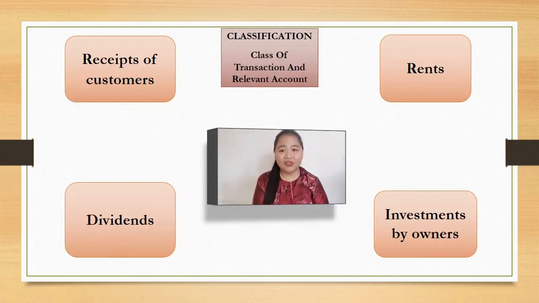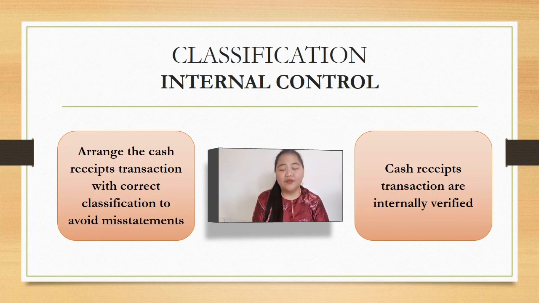There are four classes of transaction and relevant accounts for this classification assertion. Number one, the receipt from customers; number two, dividends; number three, rents; and the last one is investment by owner. For internal control, the first is to arrange the cash receipt transactions with correct classification to avoid misstatements, and number two is that cash receipt transactions are internally verified.